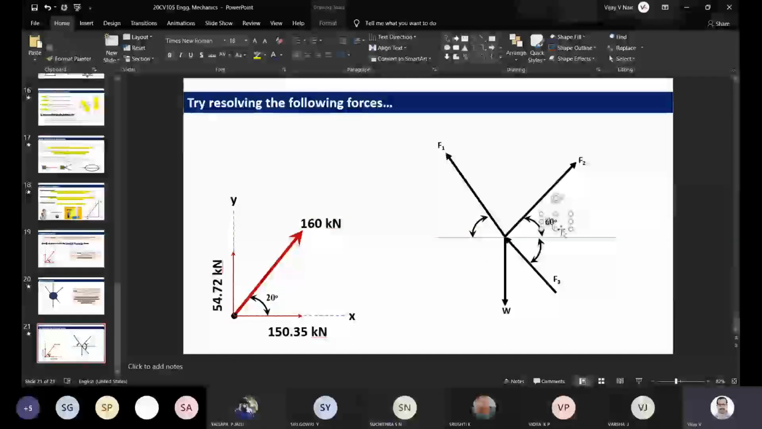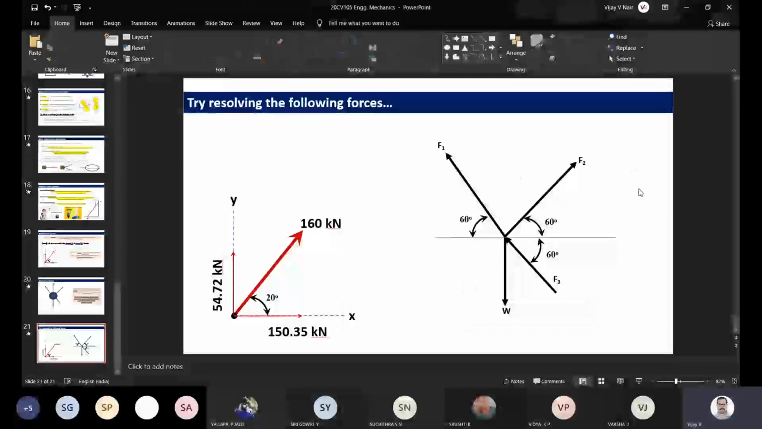Say for example, this is 60 degree, and this is say 65 degree. And this is again, I'll make it 60 itself. Very complicated. Okay. Now just resolve these forces individually. Make it simple.